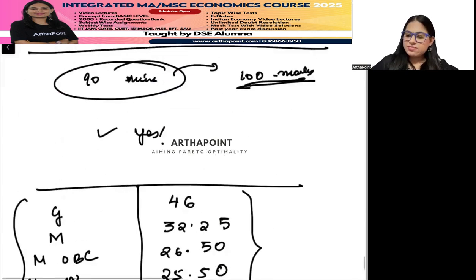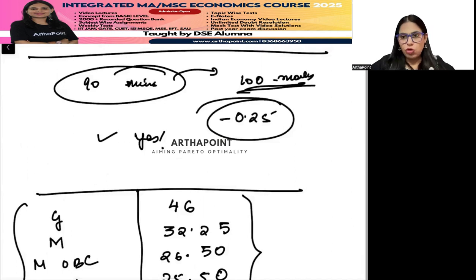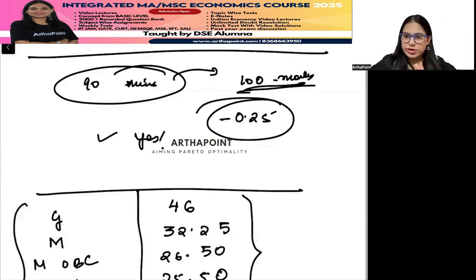Remember that the negative marking is minus 0.25 for every wrong answer you give. So make sure that whenever you attempt this paper, you consider that there is negative marking and attempt the paper accordingly.